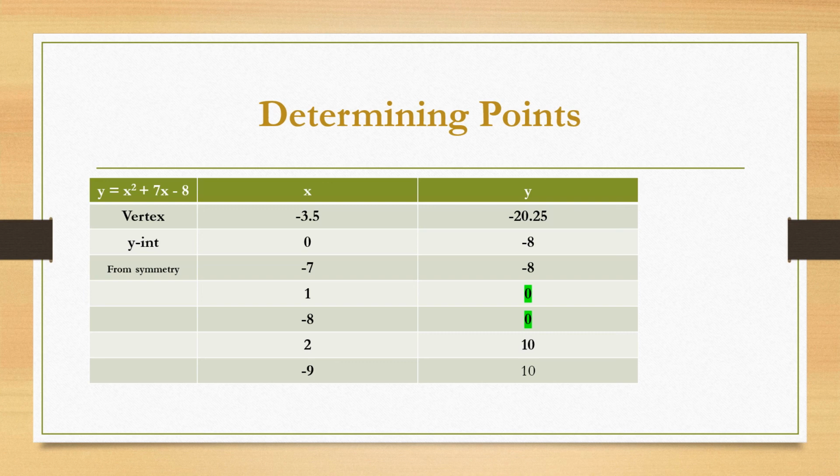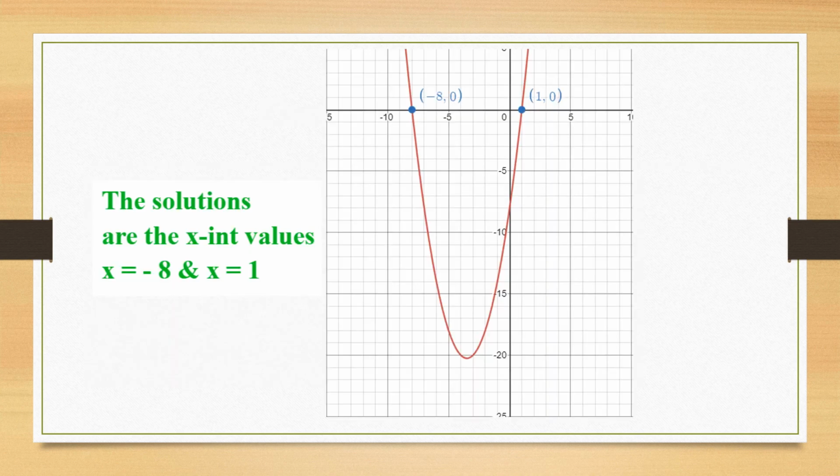Now, when I used 1 and negative 8 for x values, the result was 0. Those will be the x-intercepts, and they will be the solutions of this equation. All right, here's the graph. We will see the solutions are the x-intercept values, which are x equals negative 8 and x equals 1.